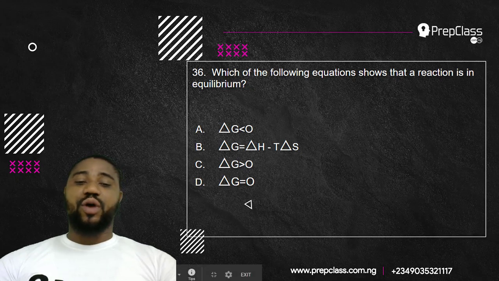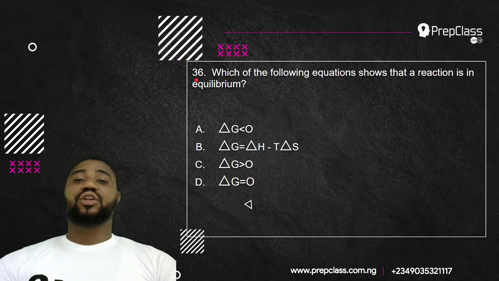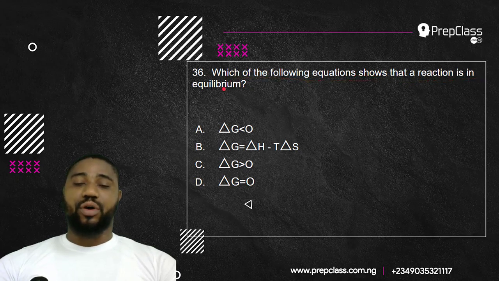On your screen, you have question number 36, and it says, which of the following equations shows that a reaction is in equilibrium? A, delta G is less than 0. B, delta G is equal to delta H minus T delta S. C, delta G is greater than 0. And D, delta G is equal to 0.